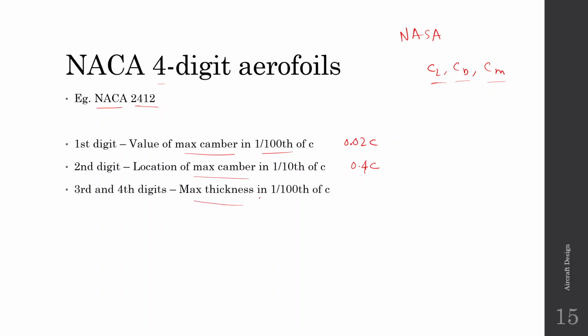And the third and fourth digits give the max thickness in 1 by 100th of C. So the max thickness is 0.12 C. Again, C is the chord length. So if you have an aerofoil like this, your max camber is the distance between the camber line and the chord line, and this value is 0.02 C. This value is 0.4, and the maximum thickness is this value, which is 0.12.